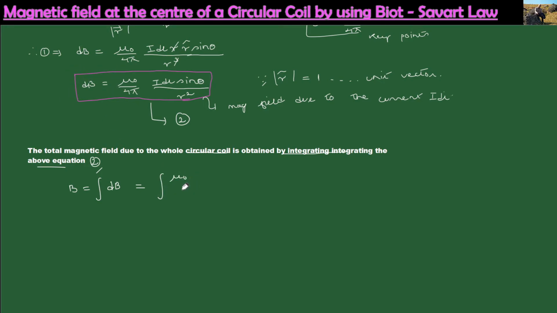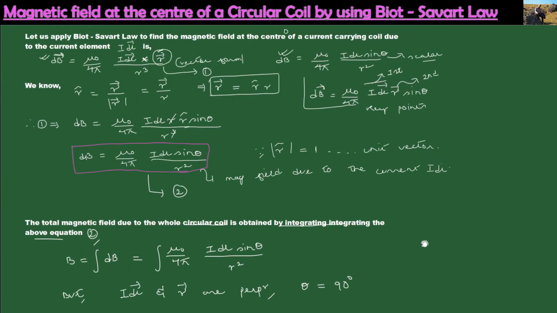So this will give us mu naught divided by 4 pi. Then over here you have I dl sine theta divided by r square. But when you look at the figure, it is obvious that the direction of the current element I dl bar and our radius vector r bar are perpendicular. So if they are perpendicular, the angle between those two vectors is 90 degrees.